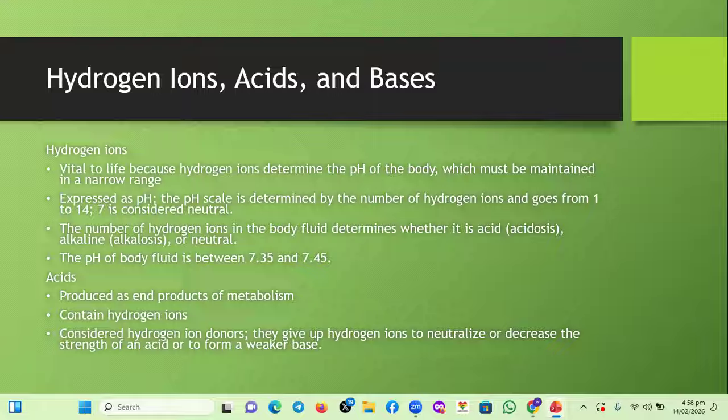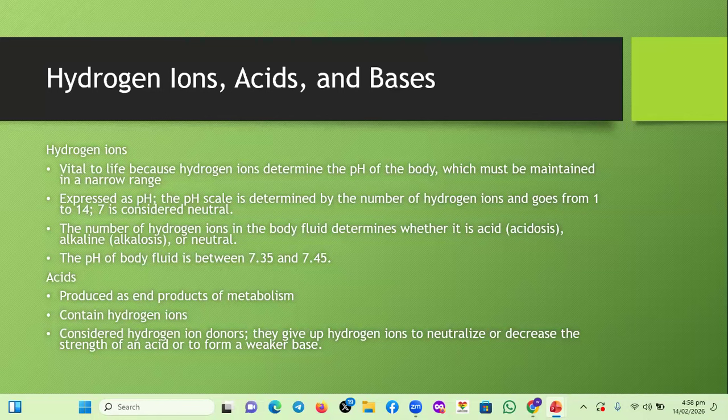Considered hydrogen ion donors. I don't want to bombard you guys with all this. They give up hydrogen ion to neutralize or decrease the strength of acid to form a weaker base. So these are just chemistry. I don't want us to worry ourselves a lot.